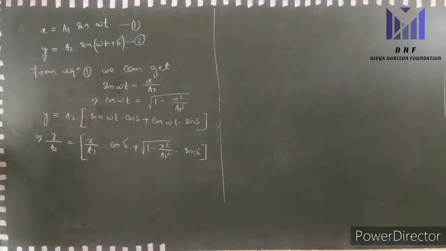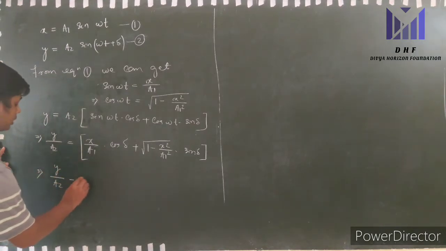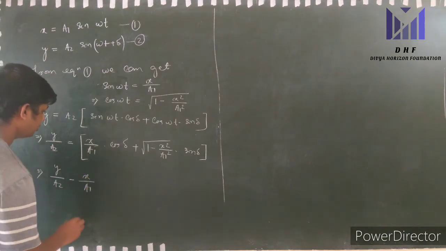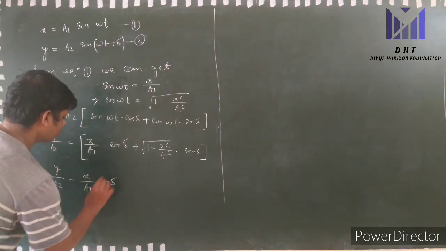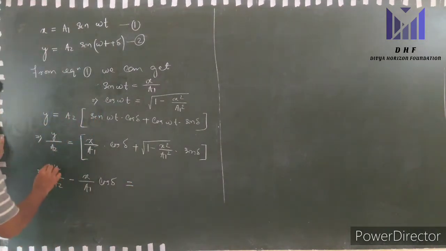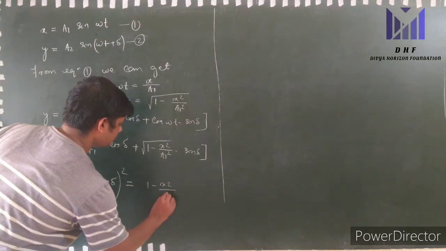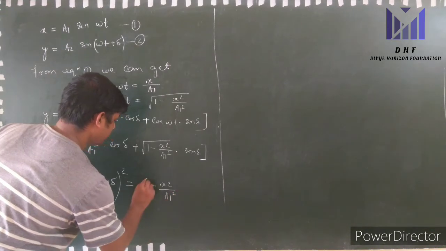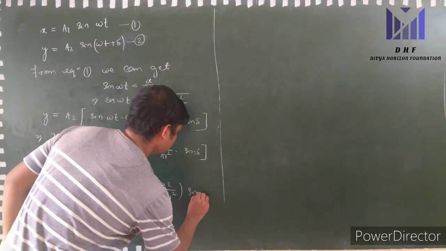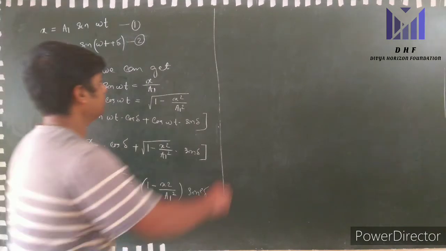Okay. Now we will take this term to the left hand side. y by a2 minus x by a1 cos delta, that is equal to, I am taking the square at a time, 1 minus x square by a1 square into sin square delta. In the next step, we will find the square of this bracket.